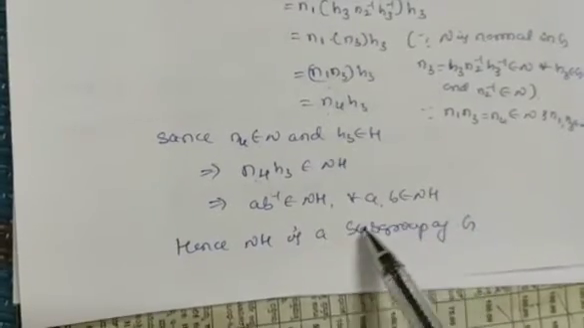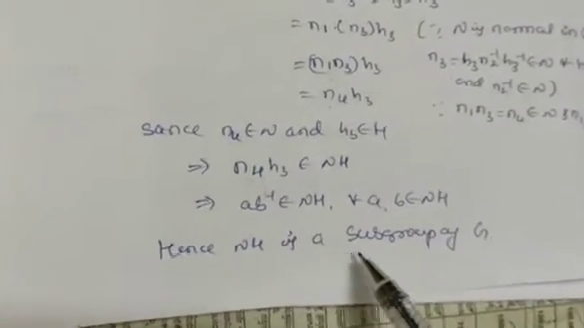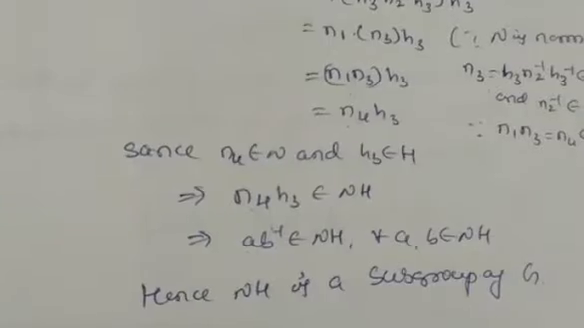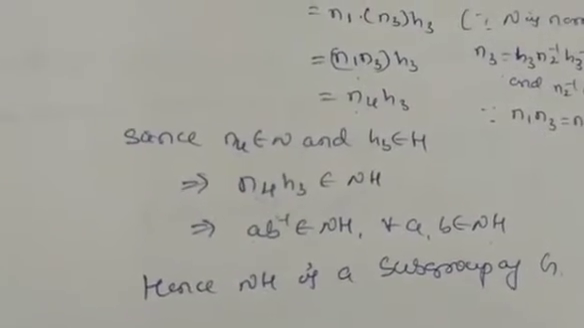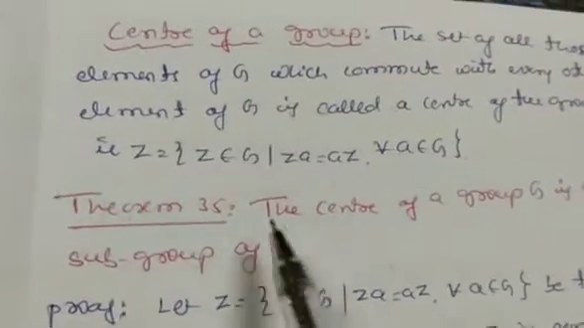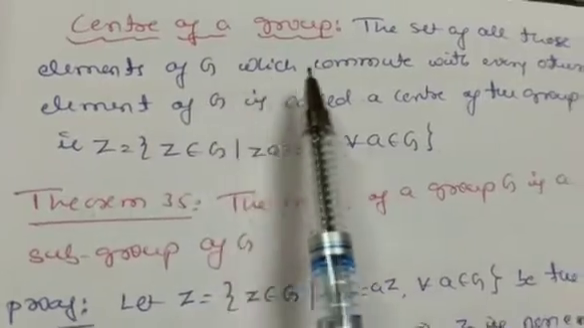So this is hence NH is a normal subgroup of G. So this is the proof of this theorem. Let us take one definition, center of a group.